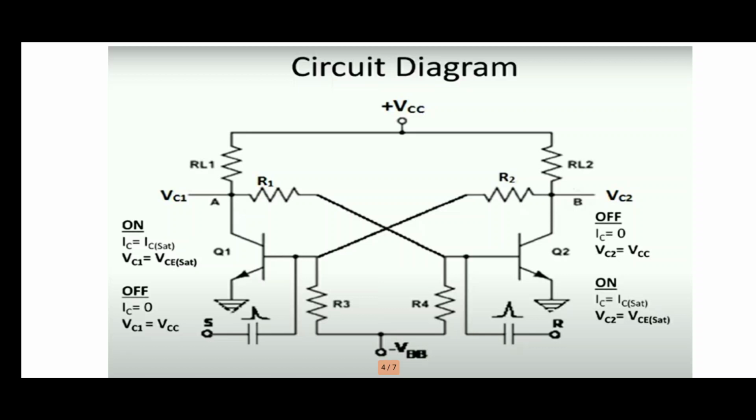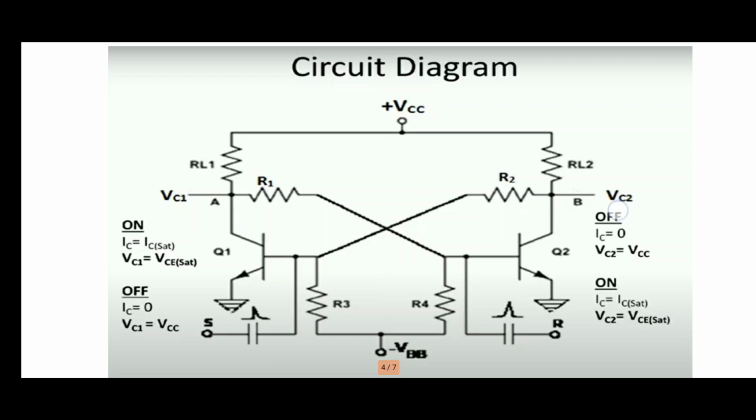So now we should apply a trigger pulse, this reset pulse, to the base of Q2. When we apply this reset pulse to the base of Q2, Q2 should be on and Q1 should be off. If Q2 is on, what is the condition? The collector and emitter terminals of Q2 should be short circuited, so IC equals IC saturation, and the voltage across the collector of Q2 should be VC saturation, almost 0.